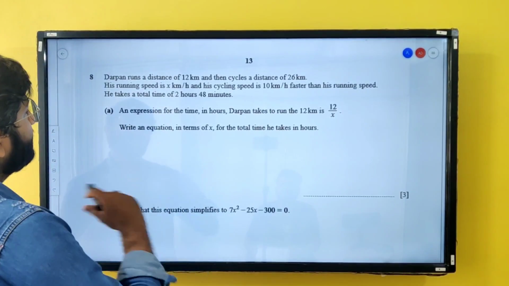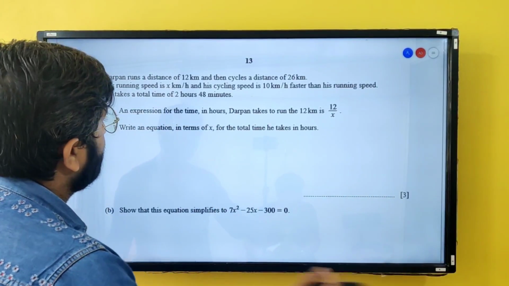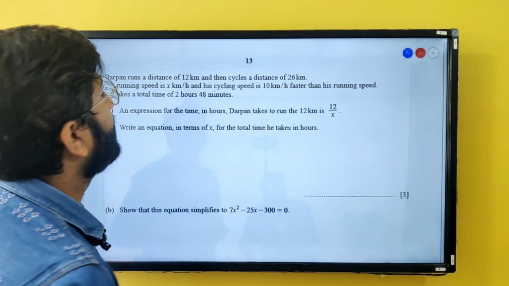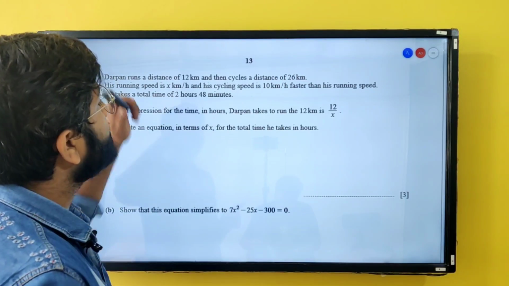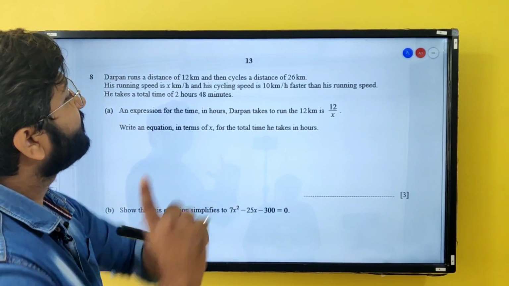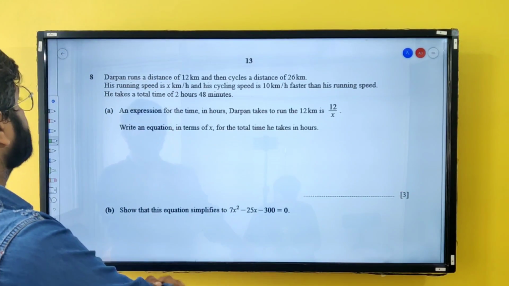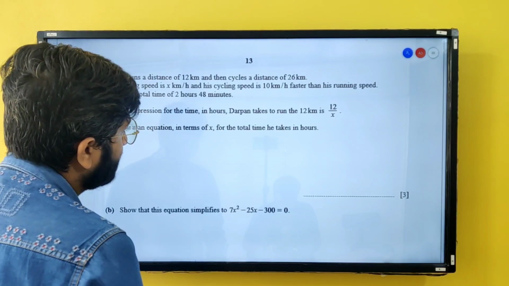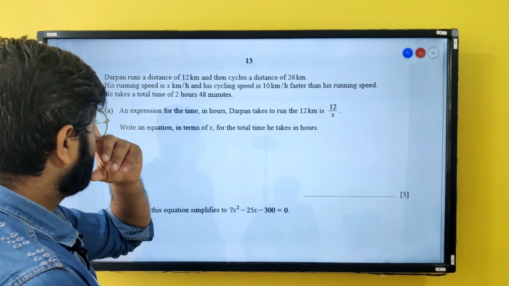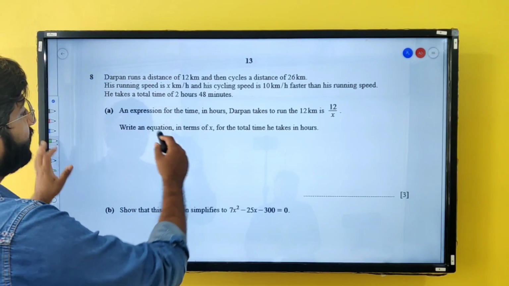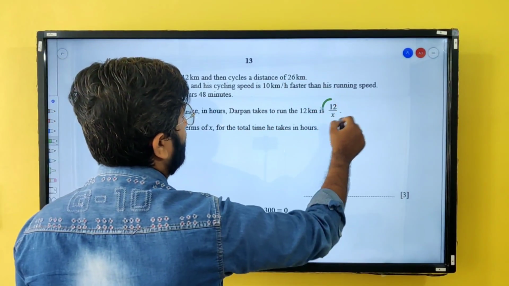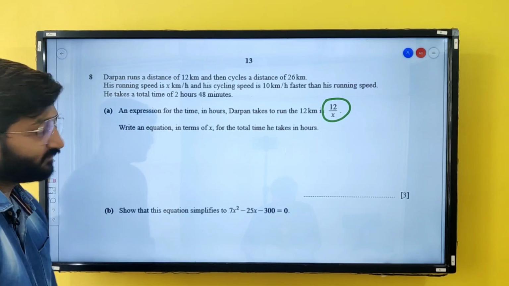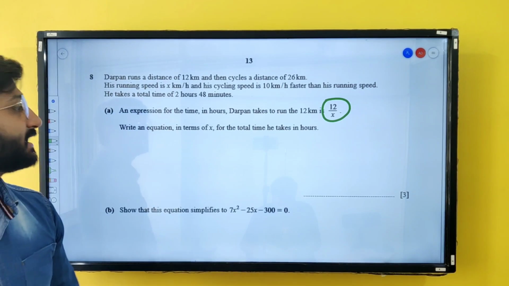Question 8. Darpan runs a distance of 12 km and then cycles a distance of 26 kilometers. His running speed is x and his cycling speed is 10 km per hour faster than his running speed. He takes a total time of 2 hours and 48 minutes. An expression for the time in hours for Darpan to run is 12 by x. Write an equation for the total time he takes in hours.